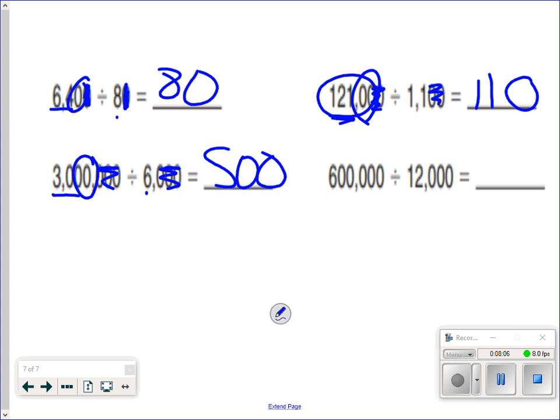Moving on over here, I have 600,000 divided by 12,000. I'm taking away three zeros from each problem. 12 goes into 60 5 times. One zero left over. Now, just like always, I'm known to make a mistake or two, but hopefully stem and leaf is just easy review.